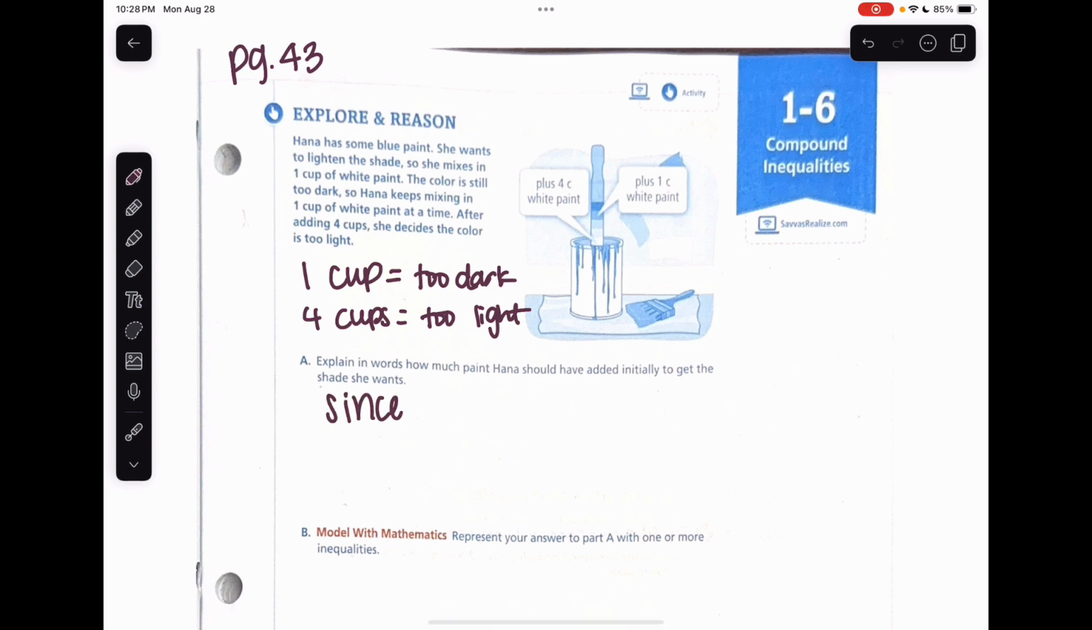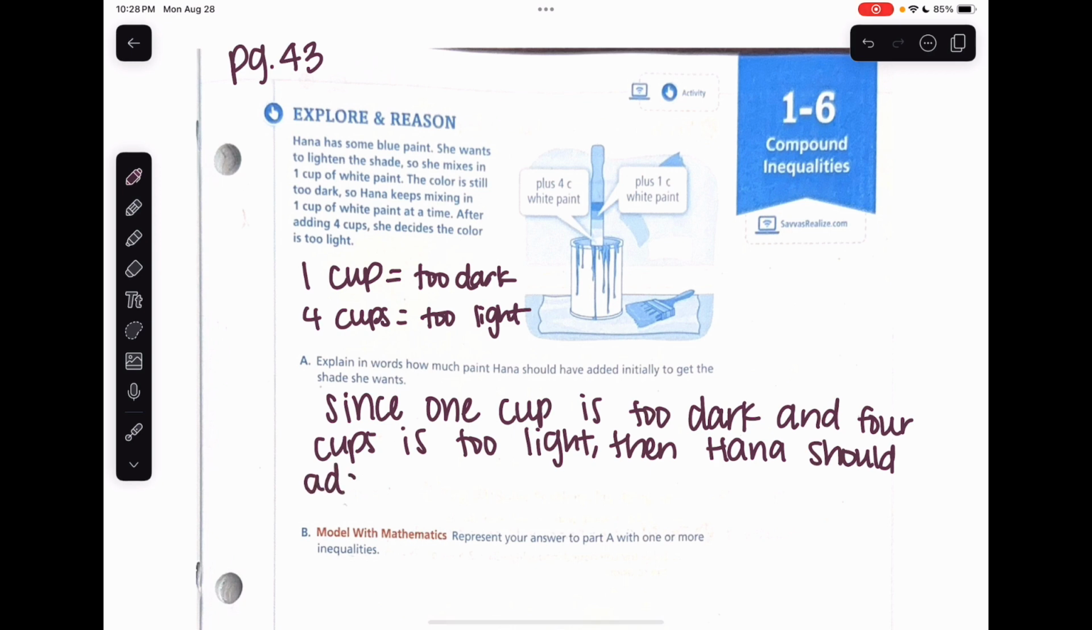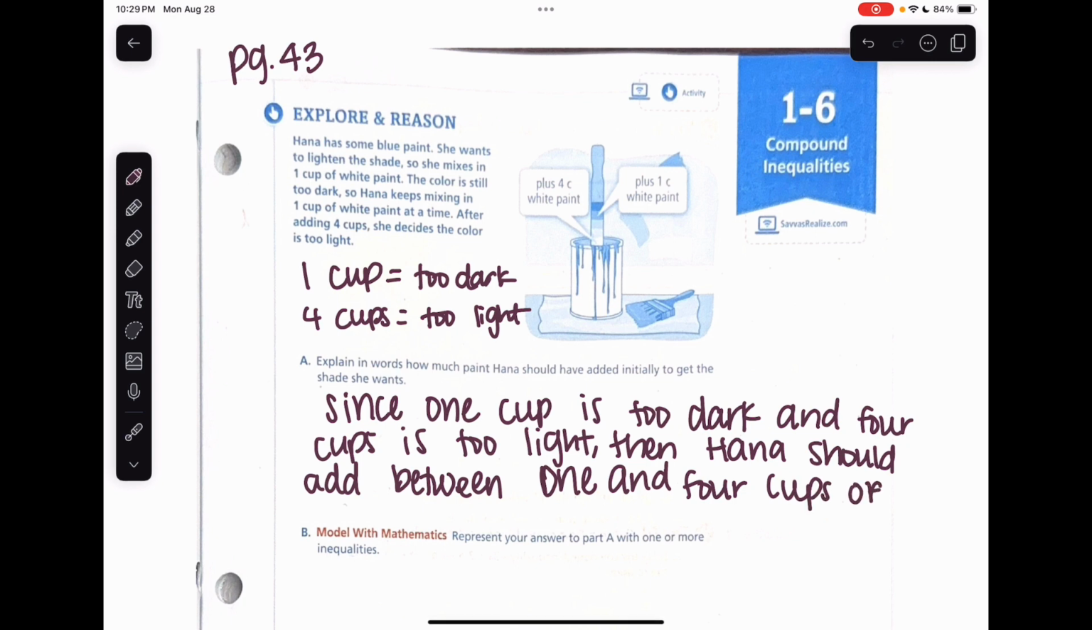So since 1 cup is too dark and 4 cups is too light, then Hannah should add between 1 and 4 cups of white paint to get her desired shade.